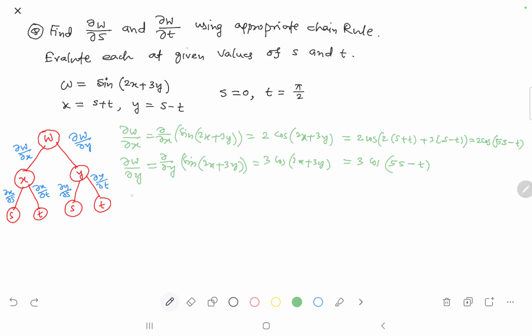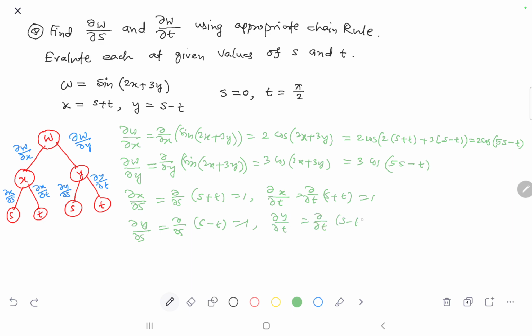Okay. Now what is del x del s? This will be del s of s plus t. So it is 1. What is del x del t? That is del t of s plus t. So again it is 1. What is del y del s? Del s of s minus t. So that is 1. What is del y del t? Del t of s minus t. So this is minus 1. So we have everything. So now let me calculate del w del s.